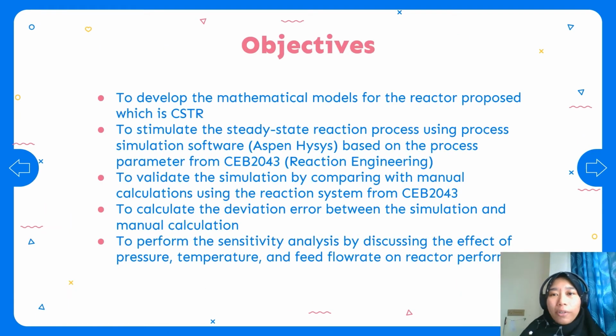The objectives of the PMS part of this project are to develop the mathematical models for the proposed reactor, which is CSTR, to simulate the steady-state reaction process using process simulation software, to validate the simulation by comparing with manual calculations using the reaction system from CEB2043, to calculate the deviation error between simulation and manual calculation, and to perform the sensitivity analysis by discussing the effect of pressure, temperature and feed flow rate on reactor performance.